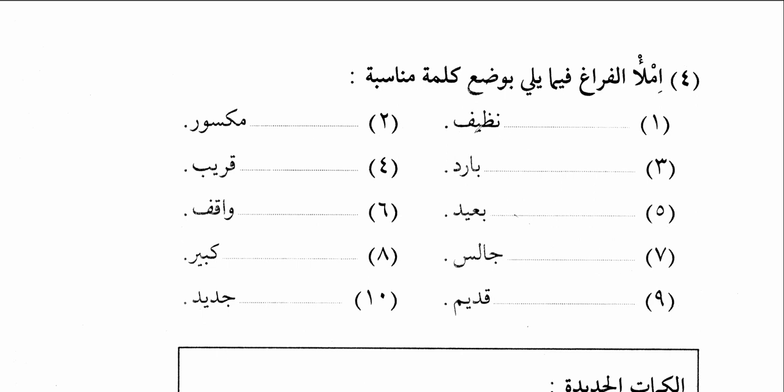Let's see. Nadifun, these are all nakira. So these are actually simple jumla ismiyah. So we will fill in with what? Mubtada. And what are the rules of mubtada? Mubtada are always Maarifah. So any noun that you put here should be Maarifah. So let's find a mubtada for Nadif. Nadif means clean. What can be clean? A shirt can be clean, or anything can be clean.